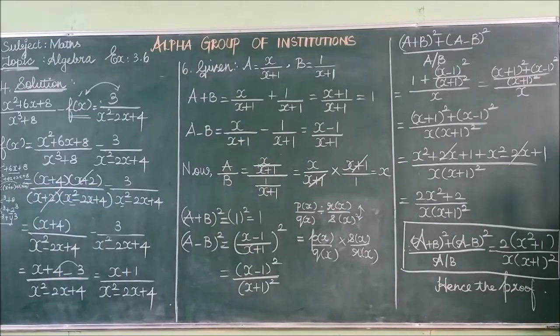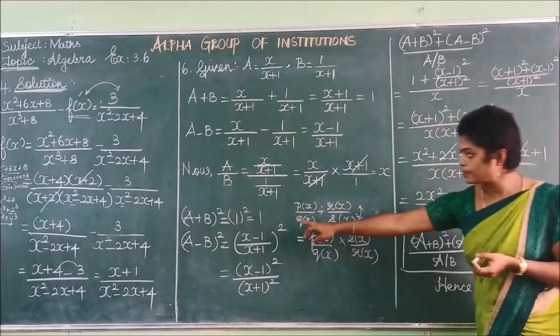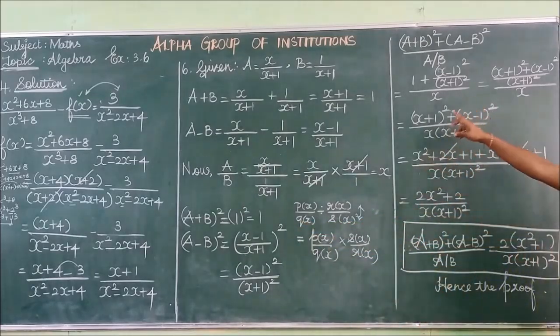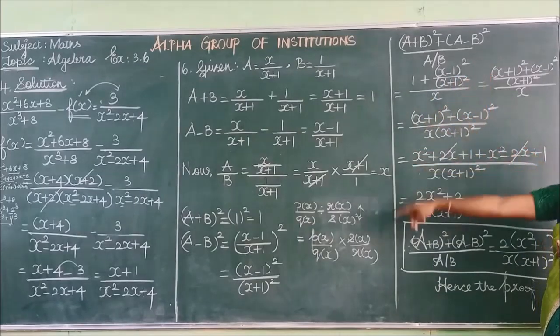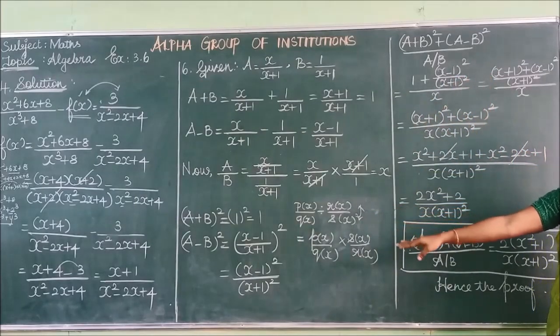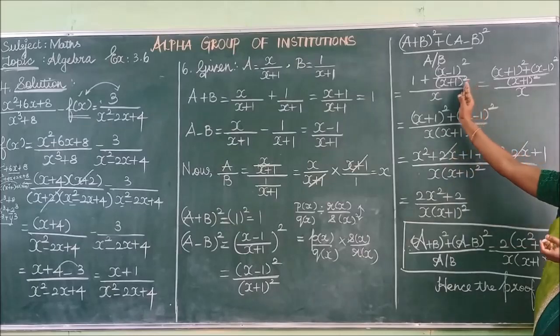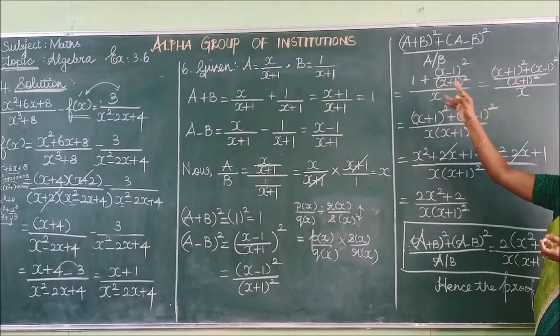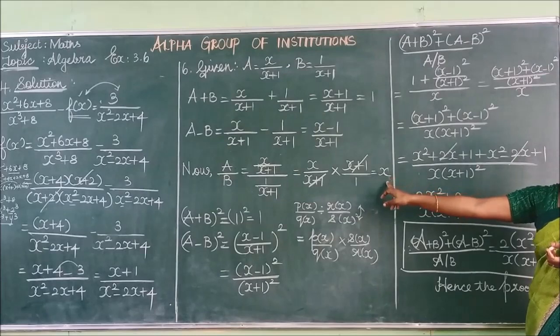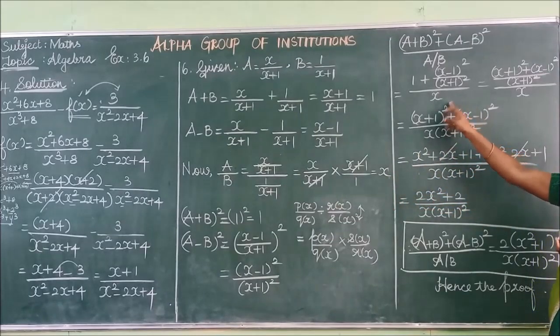So our next step is (a plus b) whole square plus (a minus b) whole square divided by a by b. So this one we have to do. For that you can apply the known values. We have already found out the values for each and everything. So (a plus b) whole square is 1, so you can put the 1. Then (a minus b) whole square is (x minus 1) whole square divided by (x plus 1) whole square. You can write that value also. Divided by the denominator, what is the a by b value? The a by b value is x. So you can put that x.